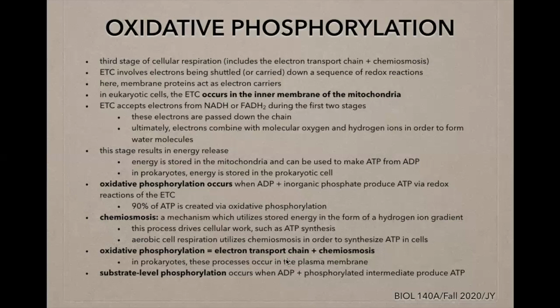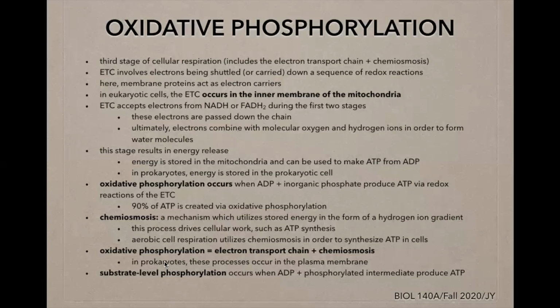So essentially, in the electron transport chain, you have the pumping of protons, or hydrogen ions, H+, that create a hydrogen ion gradient across the membrane. And then chemiosmosis will allow for ATP synthesis to be powered by the flow of these hydrogen ions back across the membrane. So when you take the electron transport chain and couple that with chemiosmosis, this collectively is called oxidative phosphorylation.